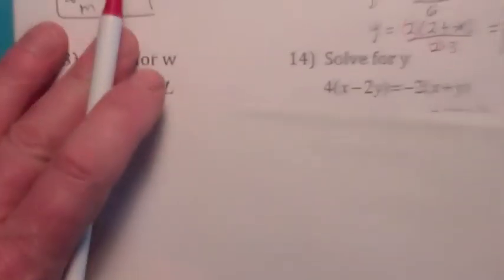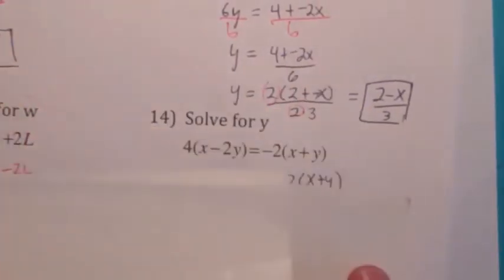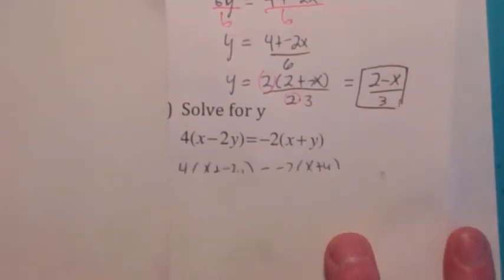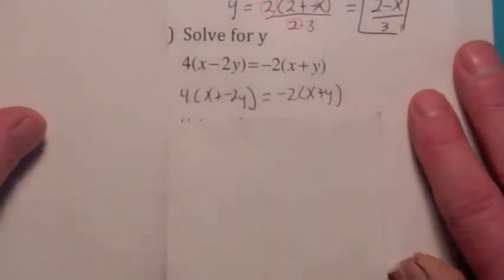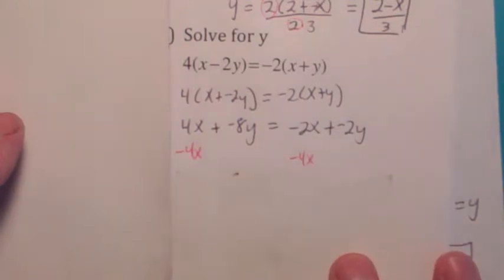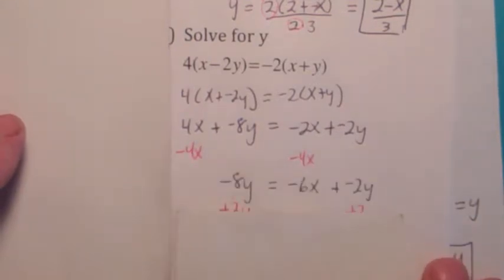Okay, let's do this last one here. This one, if you wanted to solve this for Y, you would write it in additive form. Then you would use the distributive law. Now let's get the Y's on the left side, X's on the right. So let's move those X's over. Let's add negative 4X to both sides. So we get down to here.